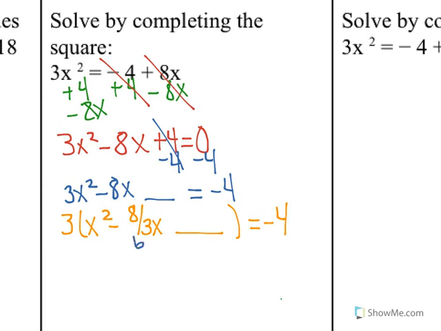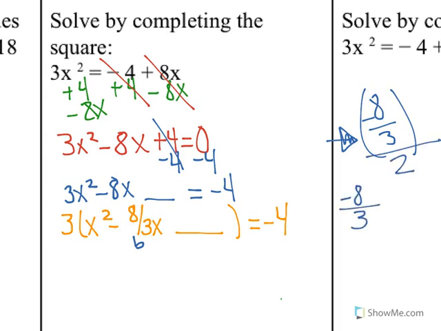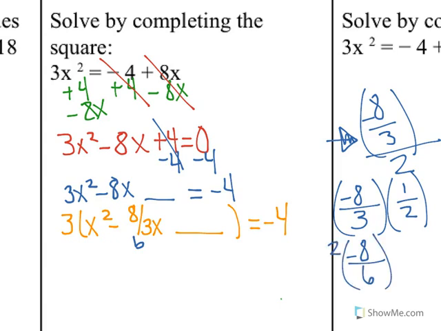Now to fill in that blank, we take our b value, divide it by 2, and square it. And so I'm actually going to do the math over here to the right. You do not need to write this. But just so you know, if we take -8 over 3 and divide that by 2, that's the same as taking -8 over 3 and multiplying it by 1/2. Dividing by 2, multiplying by 1/2, the same thing. So I get -8 over 6. And then if I square that, then I get 64 over 36.